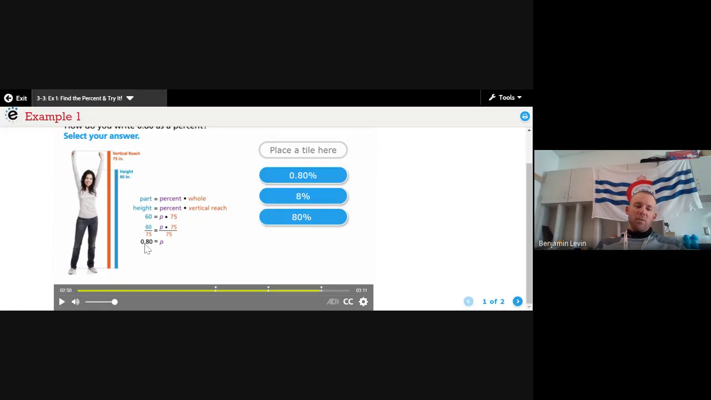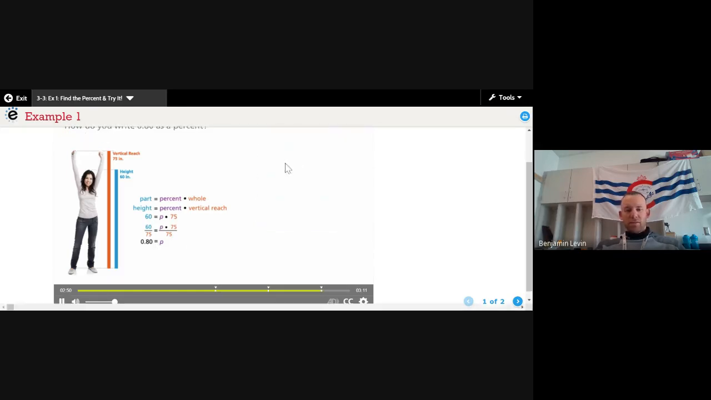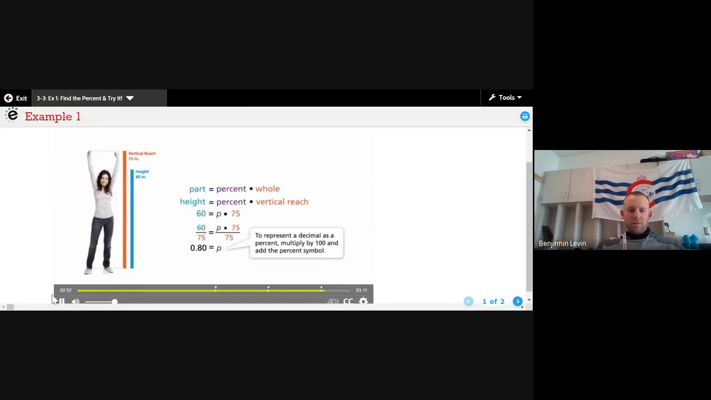So in order to make a decimal a percent, we must move the decimal place 2 spots over. So 0.80 is not the same as 0.80%. This is wrong. It is not the same as 8%. That's wrong. If we move this decimal 2 spaces, 1, 2, it is 80%. To represent the decimal as a percent, multiply by 100 and add the percent symbol. Maria's height is 80% of her total vertical reach.